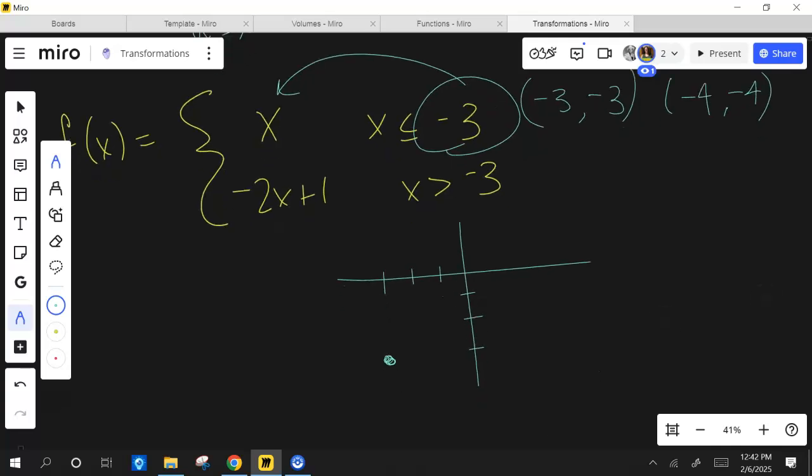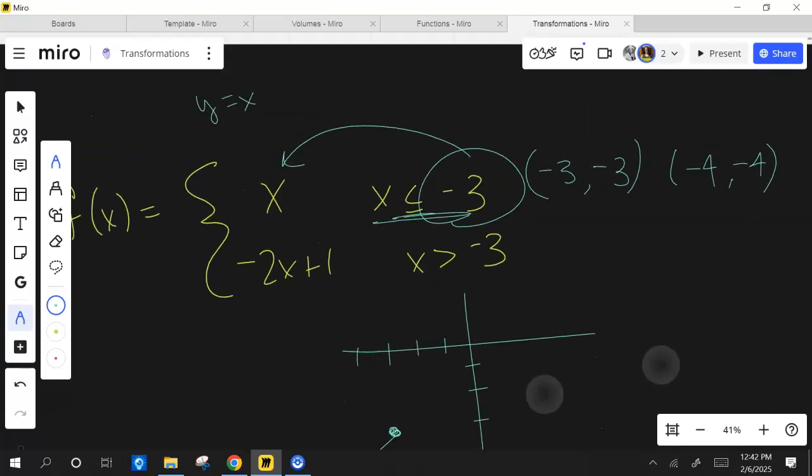I'm going to plot that point as well. So -4, -4. Remember, the first point I plotted was my cutoff. As long as it's less than or equal to -3. The equation's y equals x. So if you plug in -4, you get -4. If I plug in 20, I get 20. If I plug in 2, I get 2.